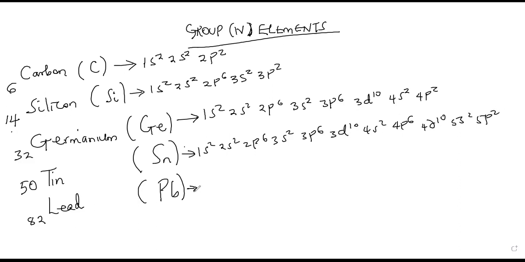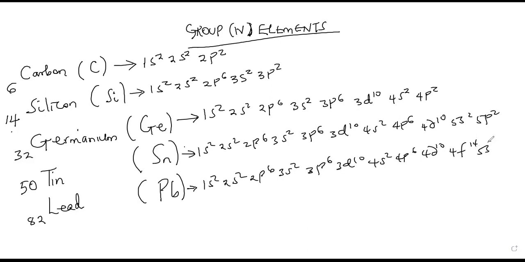For lead, you have 1s2, 2s2, 2p6, 3s2, 3p6, 3d10, 4s2, 4p6, 4d10. Then for 4f14, we bring in an f orbital, then 5s2, 5p6, 5d10, 6s2, 6p2.